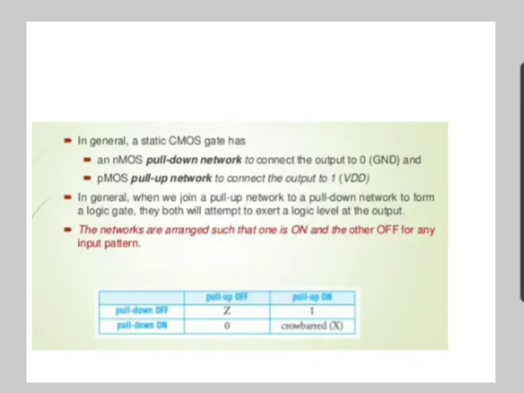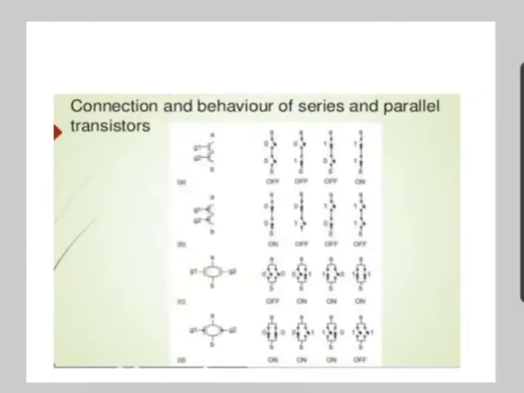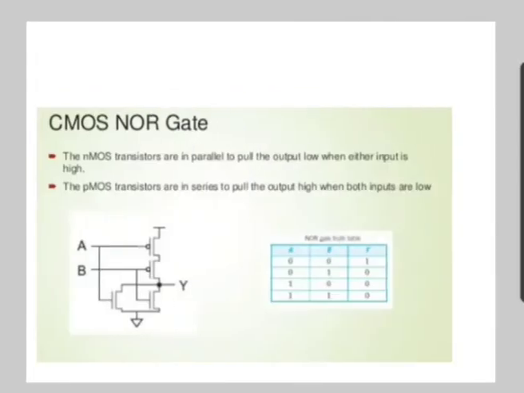When both the pull-up and pull-down structures are simultaneously on, a state called the crowbar X level, that is an intermediate level, results. This is an unwanted situation in CMOS digital circuits. So here the diagram shows series and parallel connections of the transistors. First is the CMOS NOR gate.